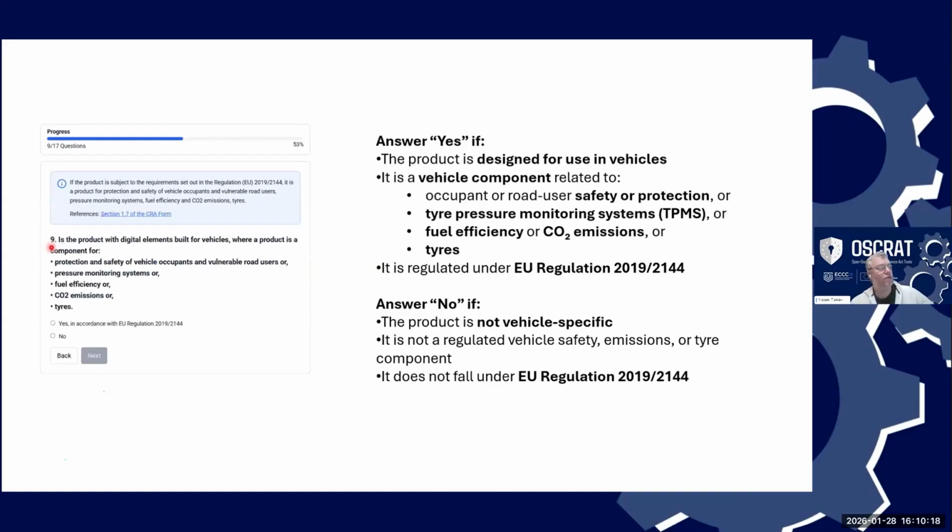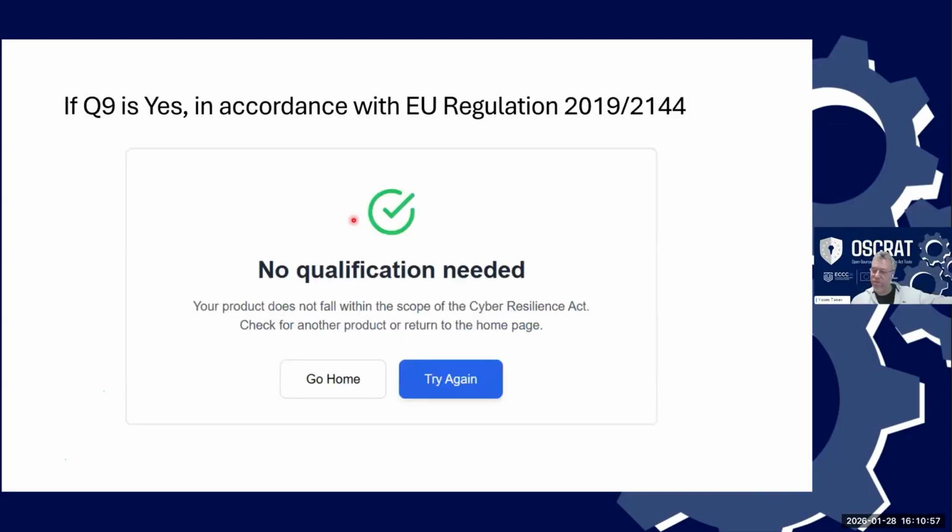Then if you say no, is the product with digital element built for vehicles? Is the product a component for protection, safety of the vehicle, pressure monitoring, fuel efficiency, CO2, or tires? If it's yes, you are opting out of the CRA, but you have the pleasure to read the regulation 2019-2144. Enjoy. Probably we can help you, but this is not the focus of the Oscar. If yes, opt out, it's an automotive industry topic, go there.